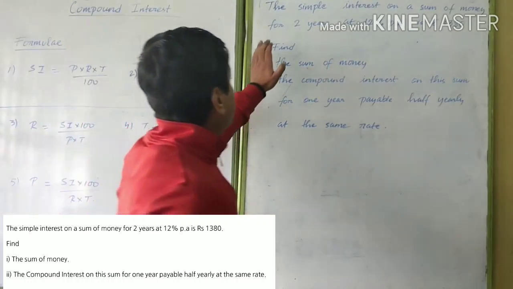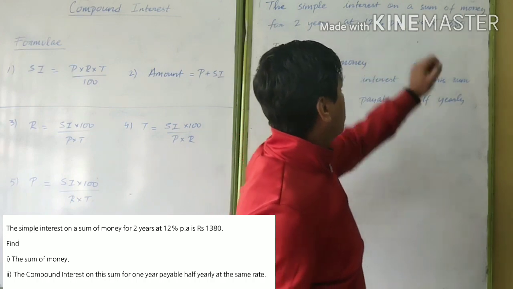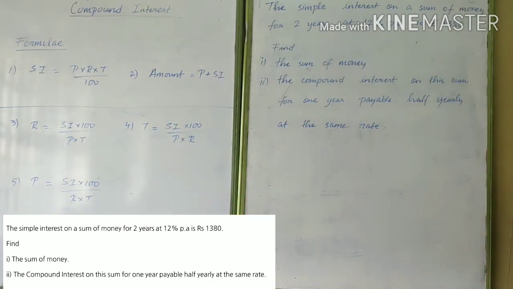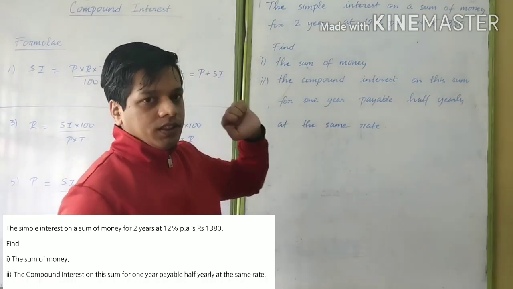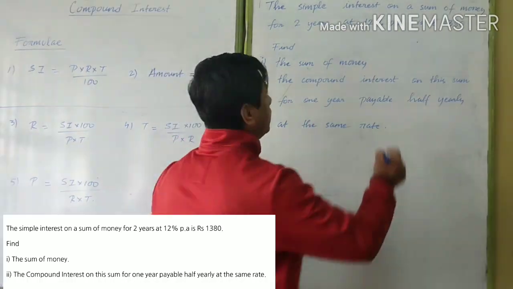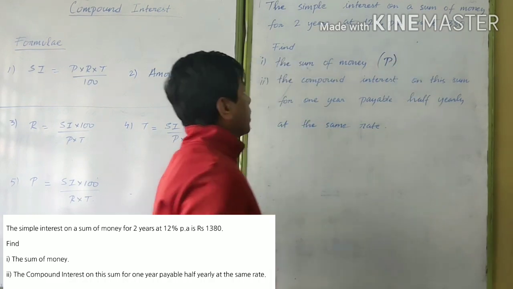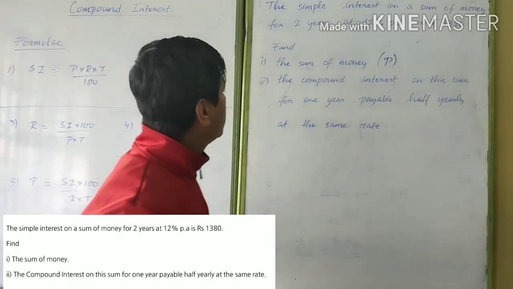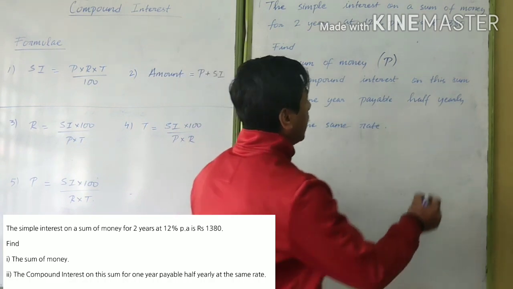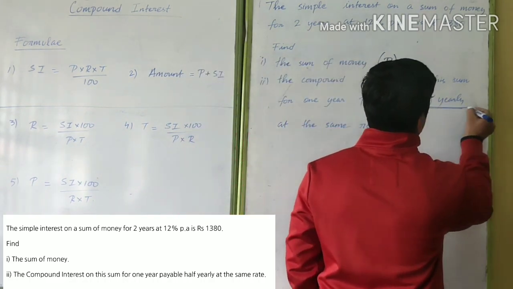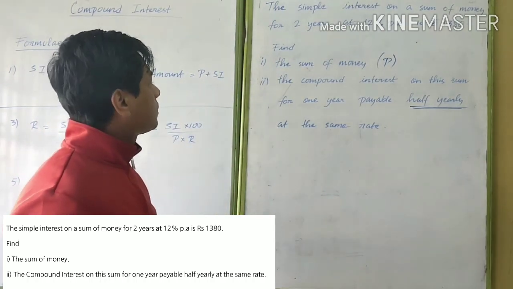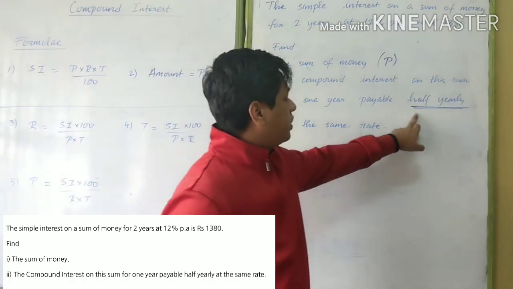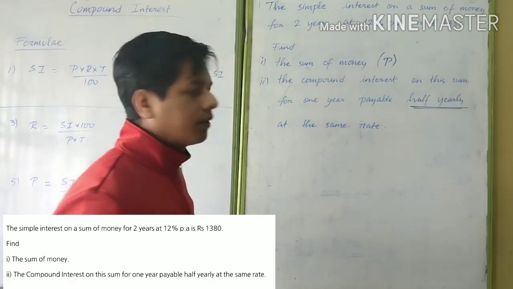Let's do this sum. The simple interest on a sum of money for 2 years at 12% per annum is rupees 1380. Find the sum of money. The sum of money means the principal, you have to find the P. Then find the compound interest on this sum for 1 year payable half yearly at the same rate. This is another thing we have to take into notice. We have to find the interest which is being compounded half yearly, meaning after every 6 months.